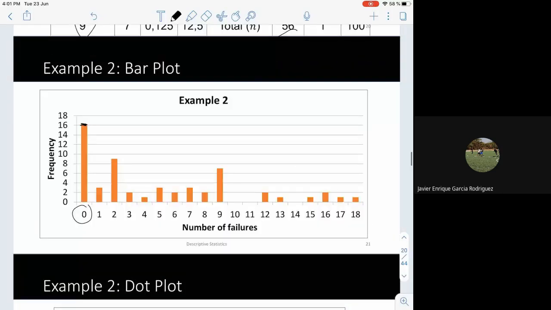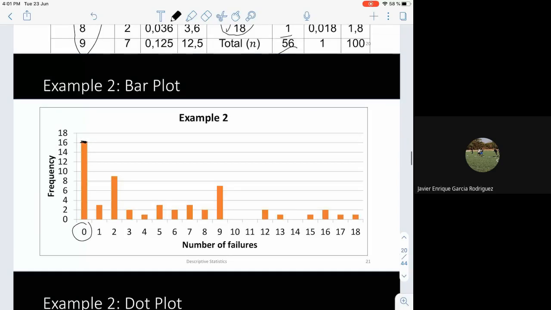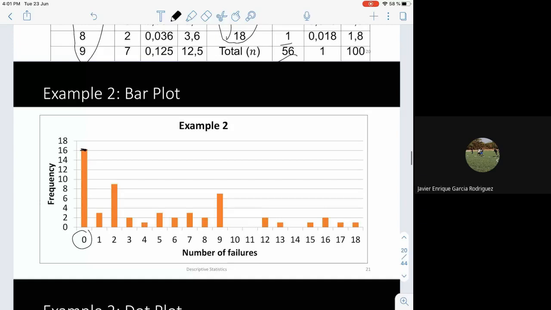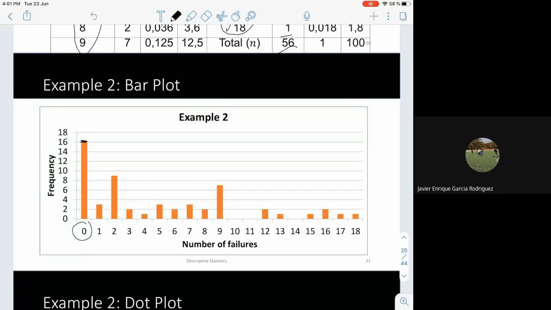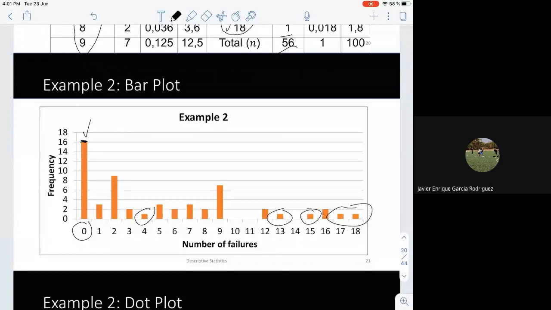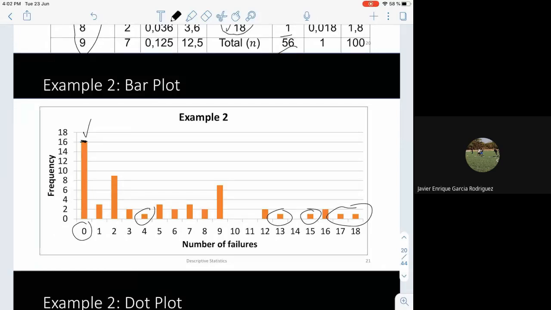All right. So the bar plot, again, summarizes the same information that we just visualized in our table. But here, you can easily check which is the value of the variable with the highest frequency, that's 0, with 16 occurrences. And in addition, you can quickly identify which are the values with the lowest observed frequency. In that case, those will be 4, 13, 15, 17, and 18, all of them with a frequency equal to 1.